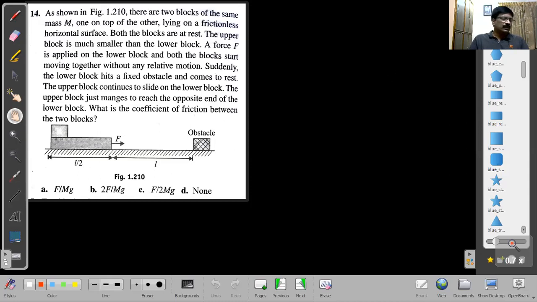A force F is applied on the lower block, and both the blocks start moving together without any relative motion between them. Suddenly, the lower block hits a fixed obstacle and comes to rest. The upper block continues to slide on the lower block. The upper block just managed to reach the opposite end of the lower block. What is the coefficient of friction between the two blocks?